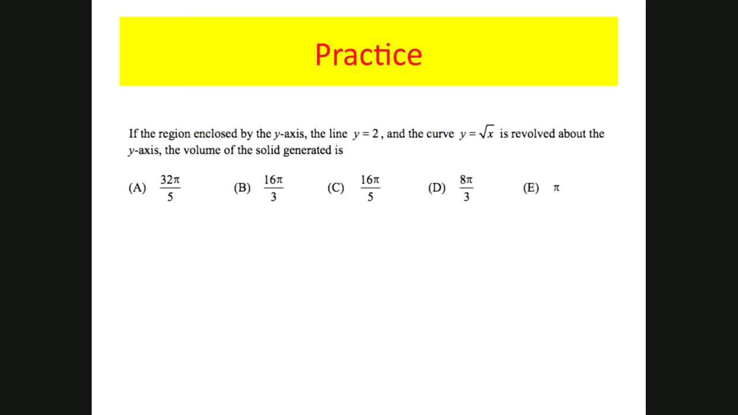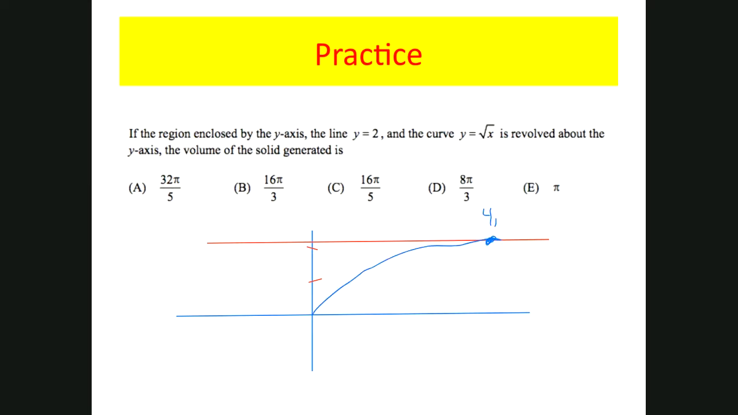Let's get a color here for my line. All right, so let's see if I can draw this a little bit better this time. So y is equal to 2, should be a horizontal line. And then I've got y is equal to the square root of x, so that's going to look something like this. And they're going to meet at, what, 4, 0, if I'm not mistaken? So I'm taking this function and revolving it around the y-axis. So my integral is going to be from 0 to 2.